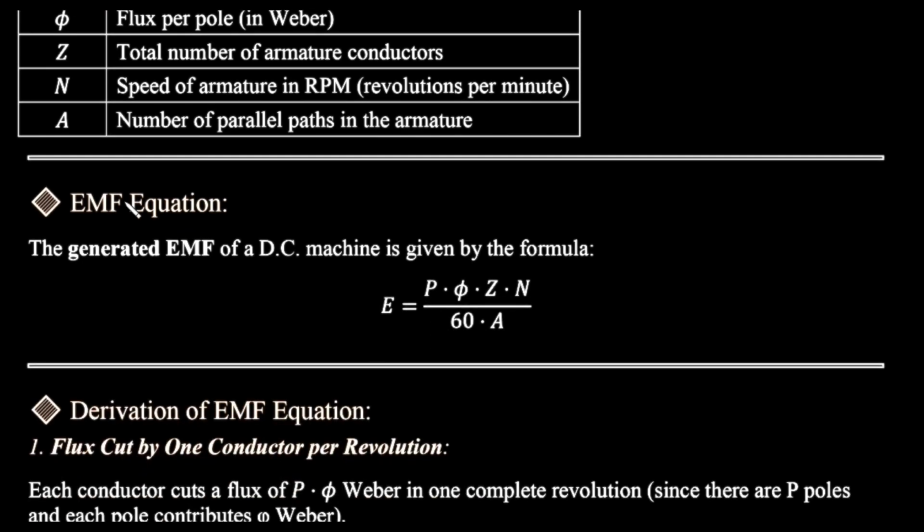Now that we know the players, let's look at the main event, the EMF equation. The generated EMF of a DC machine is given by this formula. E equals P phi Z N over 60A. This powerful formula connects the machine's physical construction, like the number of poles and conductors, and its operating condition, like its speed, to the voltage it generates.